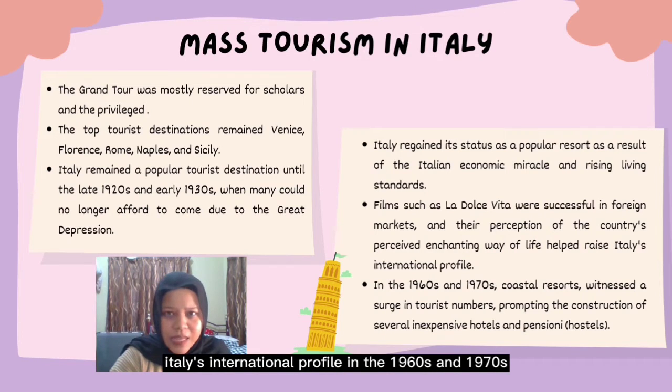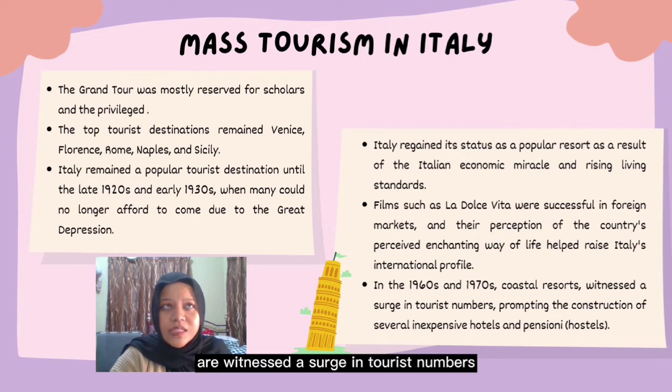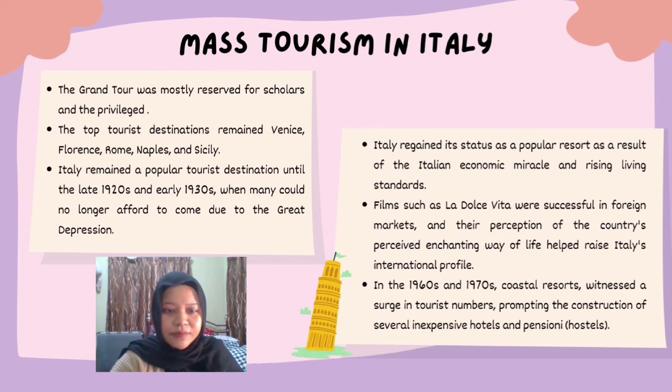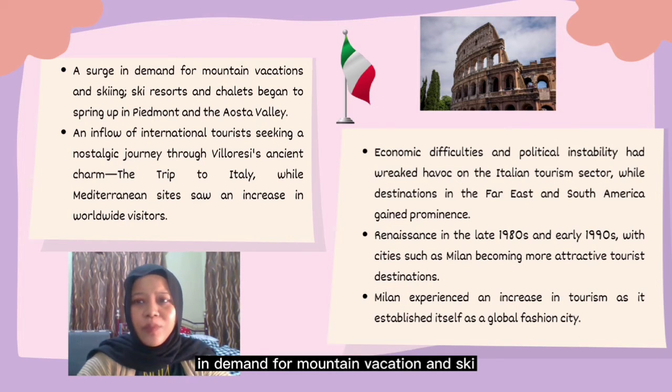In the 1960s and 1970s, coastal resorts, particularly in Ravenna, witnessed a surge in tourist numbers, prompting the construction of several inexpensive hotels and hostels. The late 1960s also saw a surge in demand for mountain vacations and skiing.